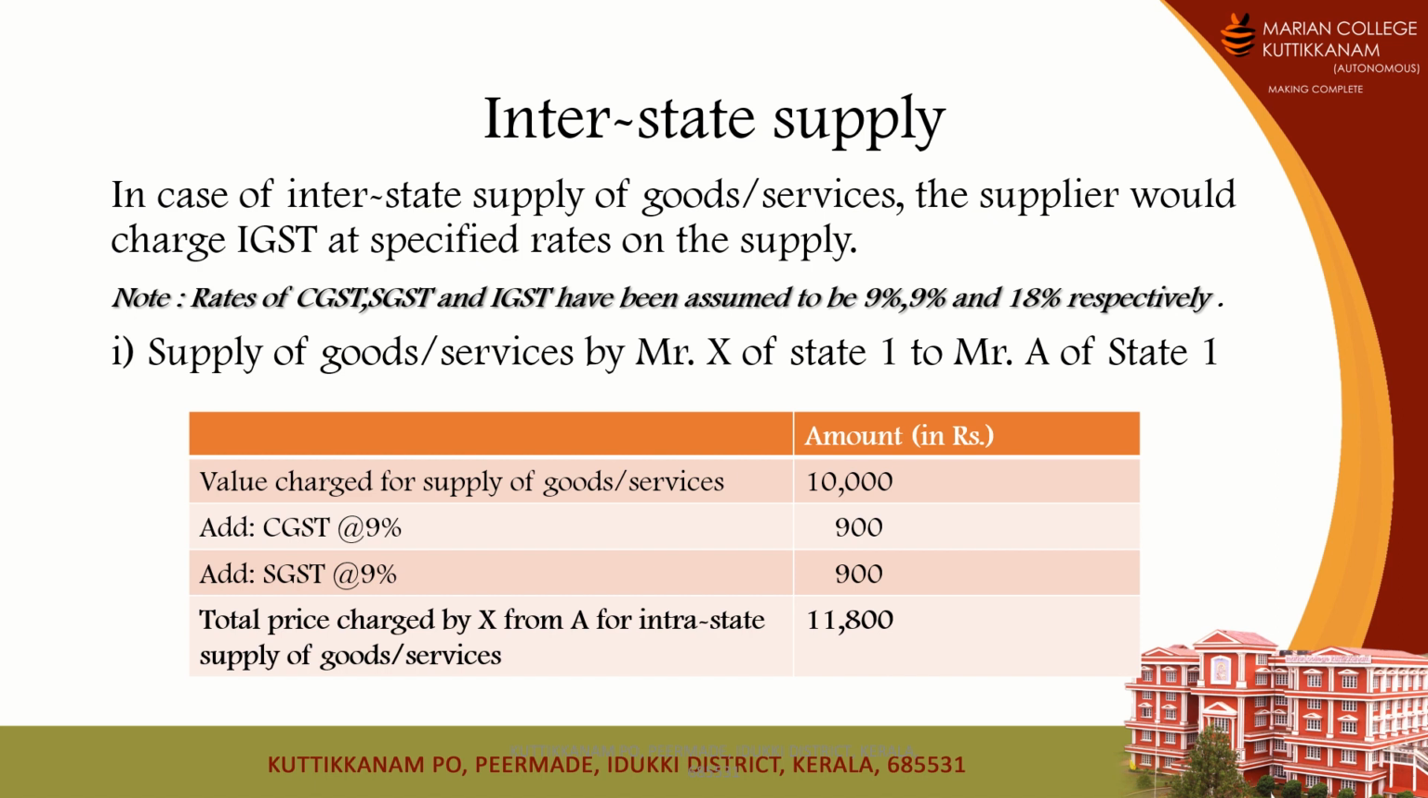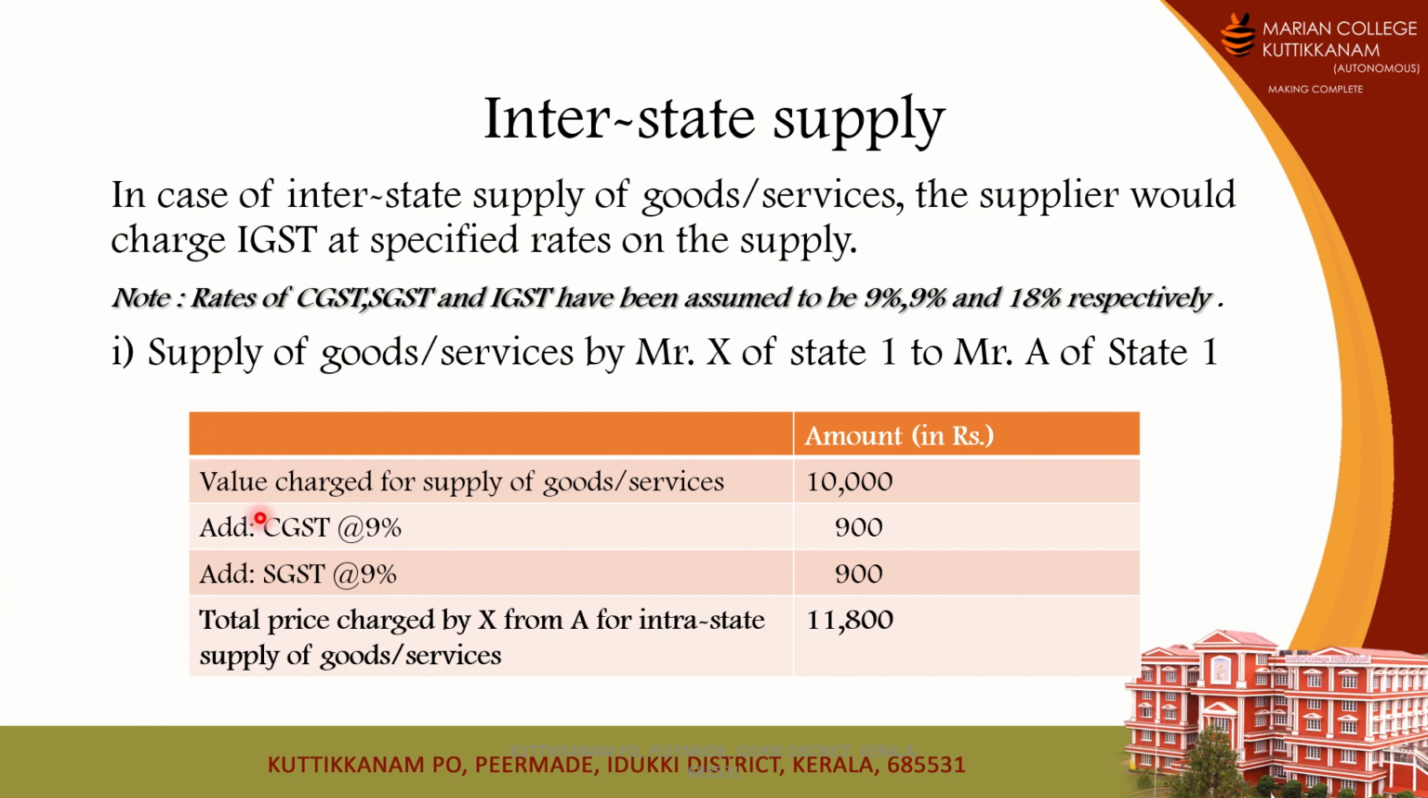We begin with the first stage where the supplier and the recipient, in simple terms the seller and the buyer, belong to the same state. So what is the type of supply happening there? That is intrastate supply. Okay. So supply of goods or services by Mr. X of state 1 to Mr. A of state 1. So Mr. X and Mr. A belong to the same state.